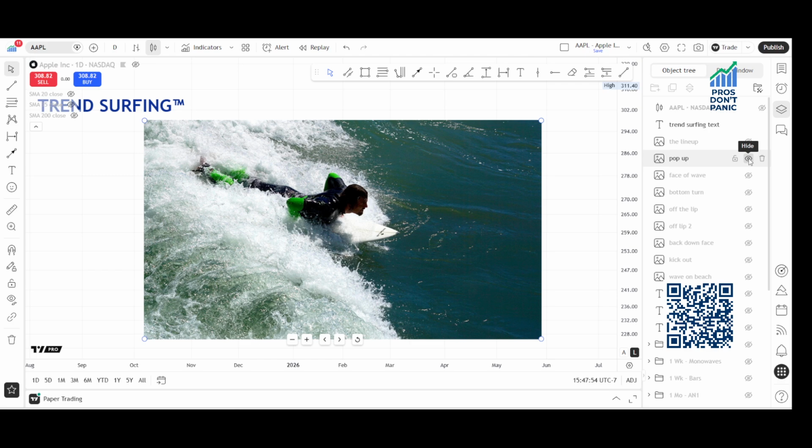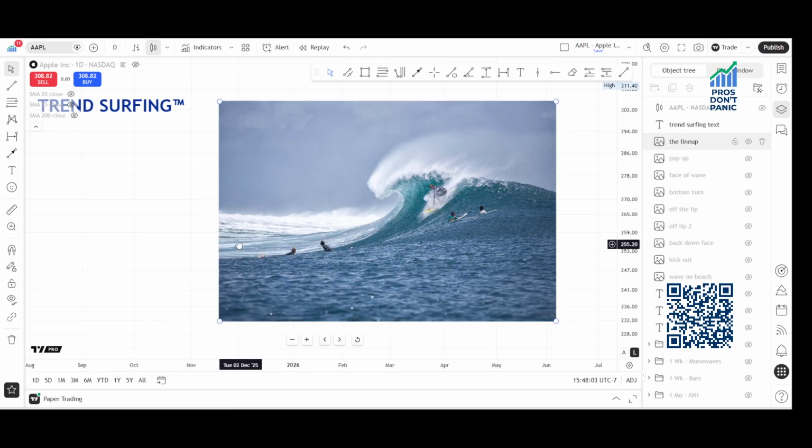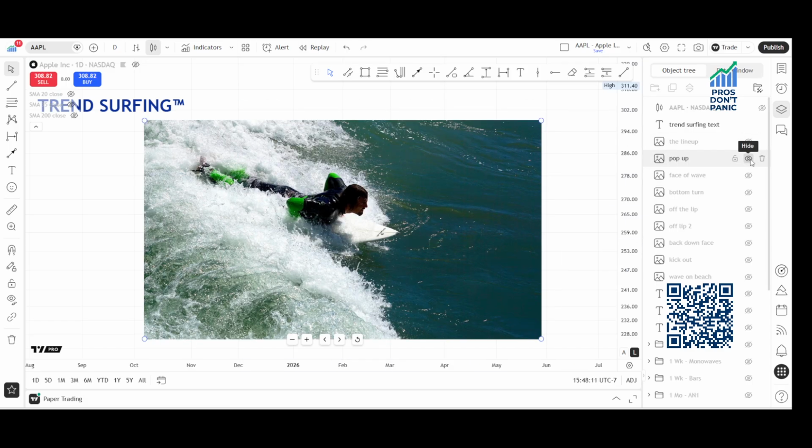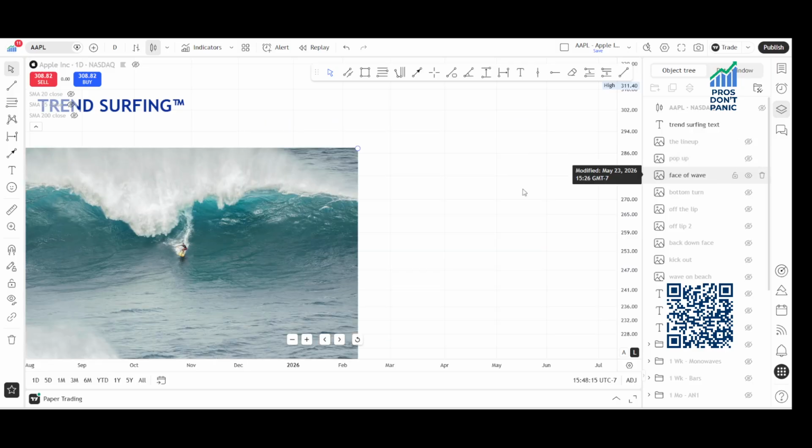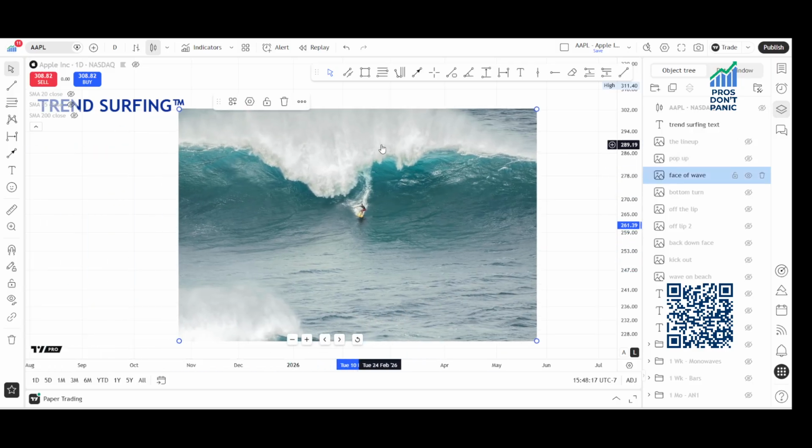I've set up a very simple 4-step process. The first step is you want to be where the waves are. You want to be in part of the chart where the waves are. I'm going to show you that in a second. Then you want to pop up on a powerful wave, something that's going to be able to get you up on the wave. Then you're going to come down the face of the wave, which is where the energy is, relatively straight.